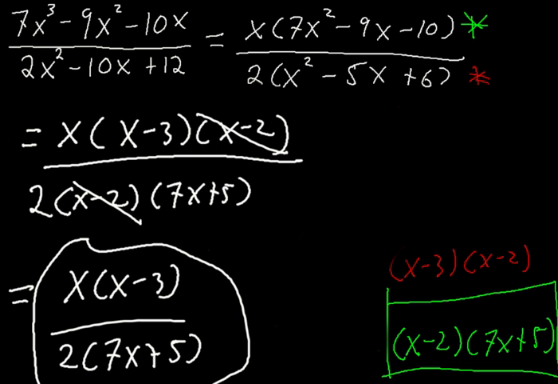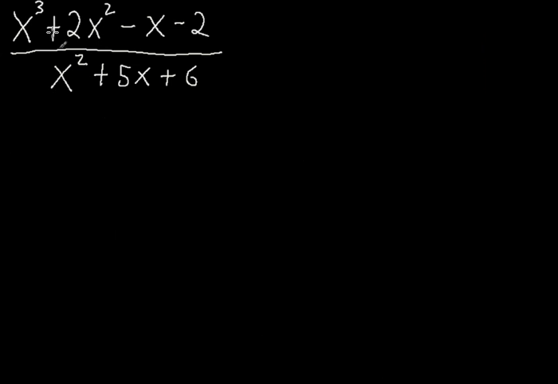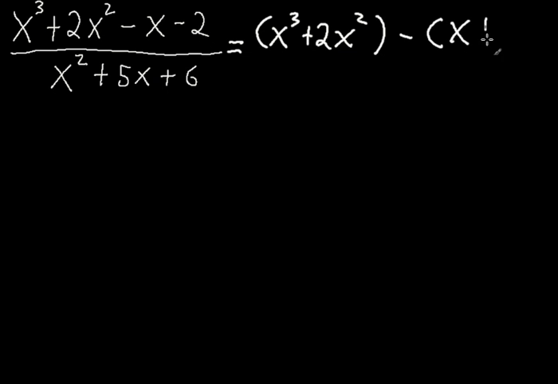Okay, let's go on to the next example: x cubed plus 2x squared minus x minus 2 over x squared plus 5x plus 6. This numerator here has 4 terms, and always think about grouping if you see 4 terms. Since we do, that's what I want to do. So I'm going to group those up into pairs. I have x cubed plus 2x squared, and then I'm going to factor out the negative sign: minus, x plus 2.